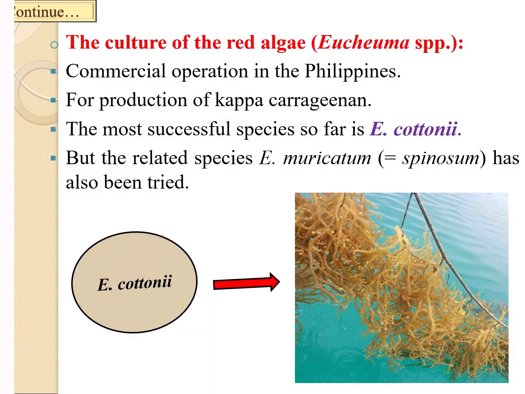That's all about Gracilaria. Let's study Eucheuma species, which is a red algae. Eucheuma species are in commercial operation in the Philippines for production of kappa carrageenan. The most successful species so far is Eucheuma cottonii. But the related species Eucheuma muricatum, equal to spinosum, has also been tried. Eucheuma cottonii is shown in the picture.